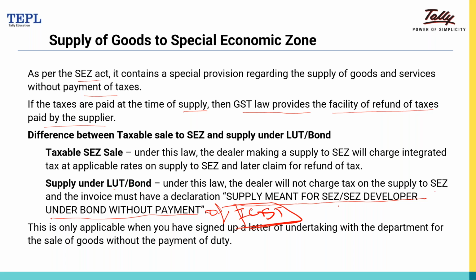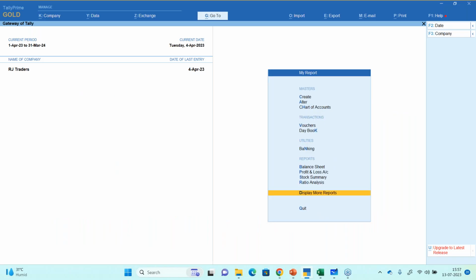This is only applicable when you have signed a letter of undertaking with the department for the sale of goods without the payment of duty. For this LUT, you need to take an undertaking letter from the government or from the department that I am going to supply these goods to SEZ supplier, and for this I am not going to charge any tax. So this undertaking letter you should have before supplying the goods. Now I'm going to record first normal transactions, and then we'll record the transaction through LUT bond.